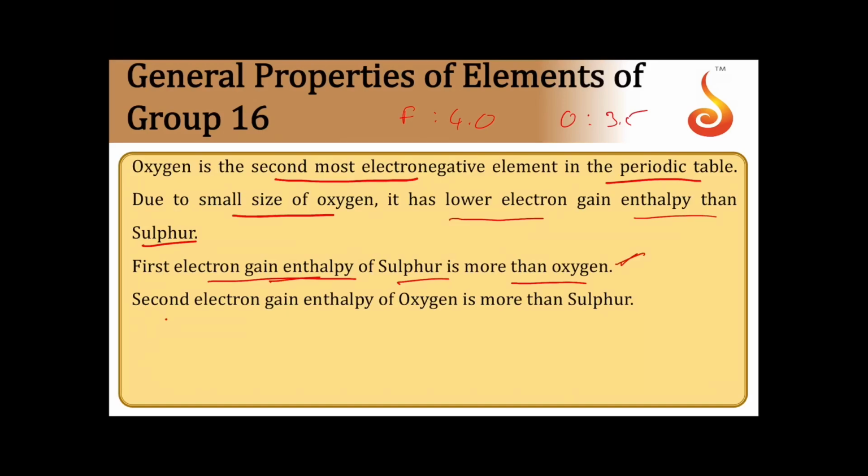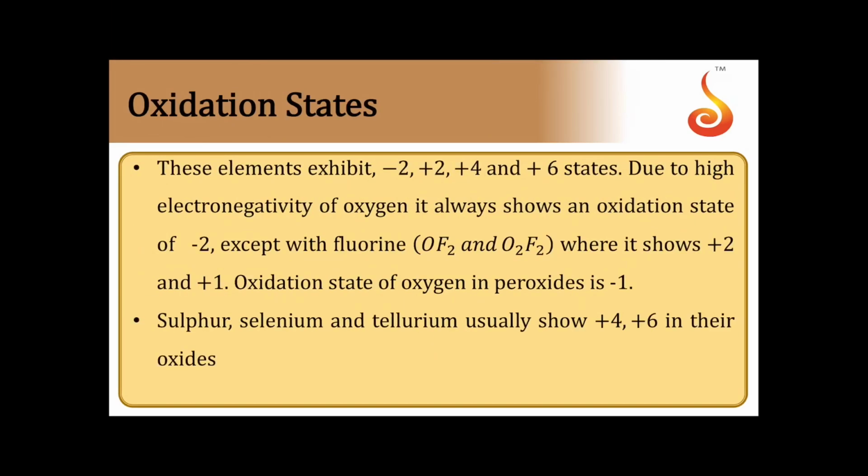When you go to the second electron gain enthalpy, oxygen has more when compared to sulfur, because the O minus ion requires more energy to add one more electron. Hence it requires more energy. So, first electron gain enthalpy, sulfur is more than oxygen. Second electron gain enthalpy, oxygen is more than sulfur. These are the important properties in general characters of these elements.